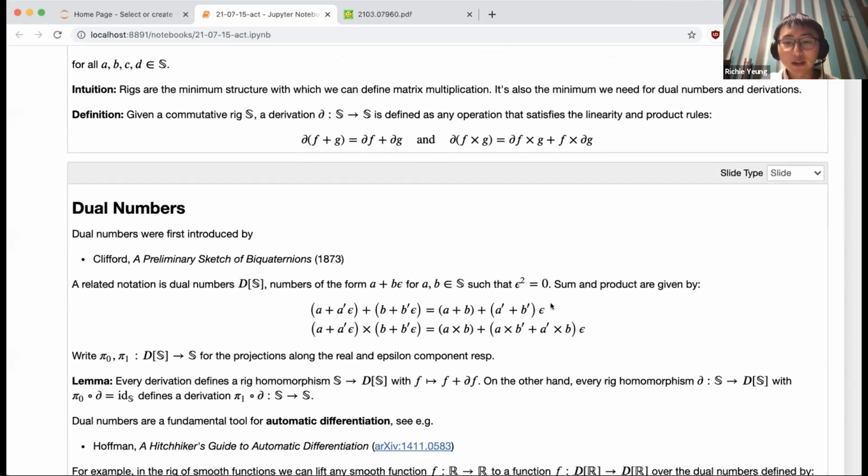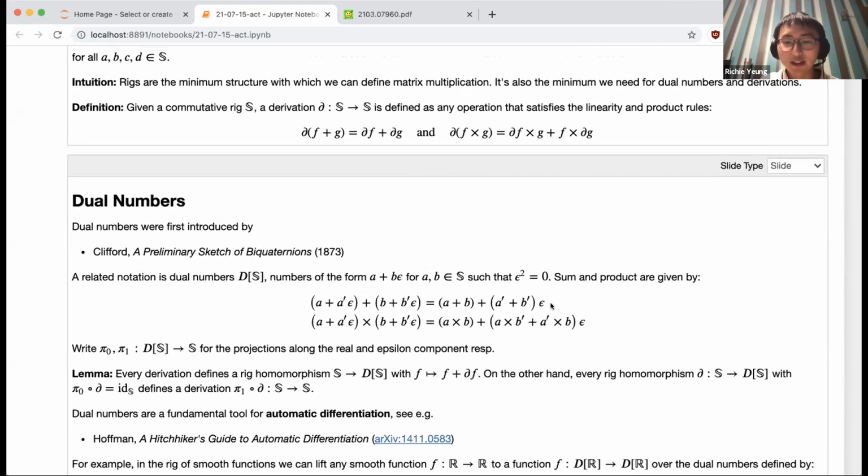The other intuition is that epsilon is a small number, so epsilon squared is extra small, so we ignore terms that are beyond first order. To define the sum and product of dual numbers of the form a plus b epsilon, you simply add them together component-wise, and you multiply them using the commutation and distribution properties of a rig.